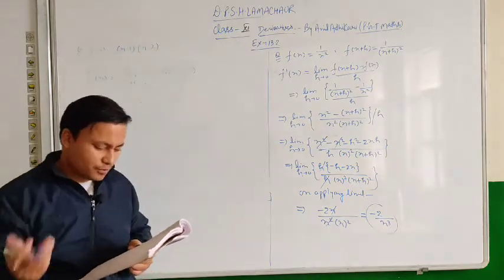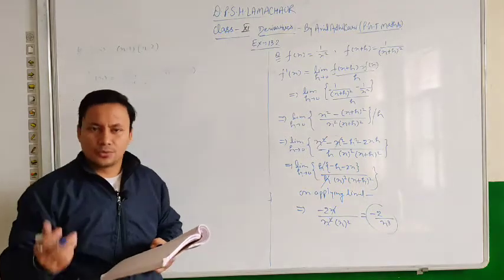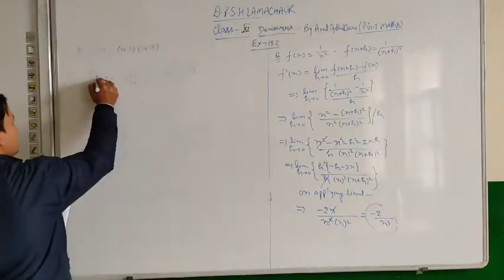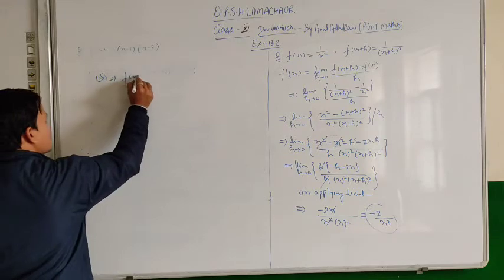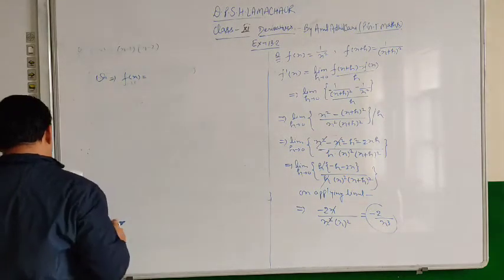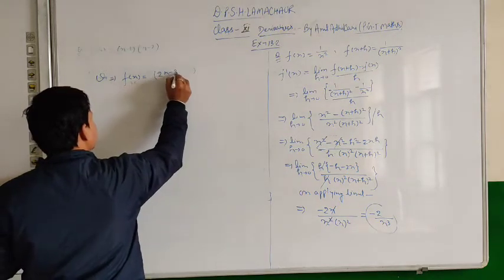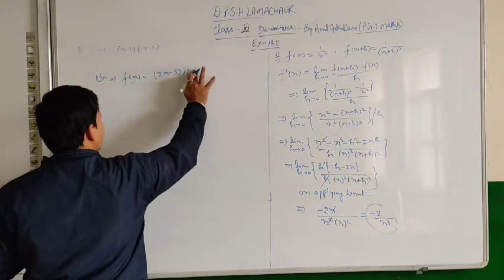Now I am taking some more questions and I will do these questions with the help of product rule as well as quotient rule. Okay, and the very first question is, let the function be defined as f(x) is equal to (2x minus 3) by 4. Let it be a function.